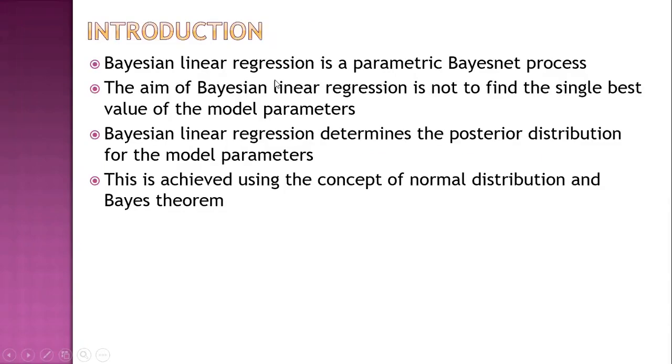So Bayesian linear regression is a parametric Bayes net process. The aim of Bayesian linear regression is not to find a single best value of the model parameters. Bayesian linear regression determines the posterior distribution for the model parameters. This is achieved using the concept of normal distribution and Bayes theorem. I will make this clear in my topic on mathematical basis today.